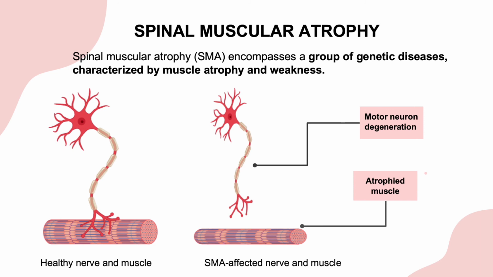Spinal muscular atrophy, SMA, is a term that encompasses a group of genetic diseases which are characterized by muscle atrophy, wasting, and weakness that worsens with age, resulting from the degeneration of motor neurons located in the spinal cord and brainstem nuclei. As you can see depicted in the image, this SMA-affected motor neuron has undergone some degeneration and correspondingly the muscle has wasted away. This will contribute to a delay of gross motor skills and limited mobility for the individual.